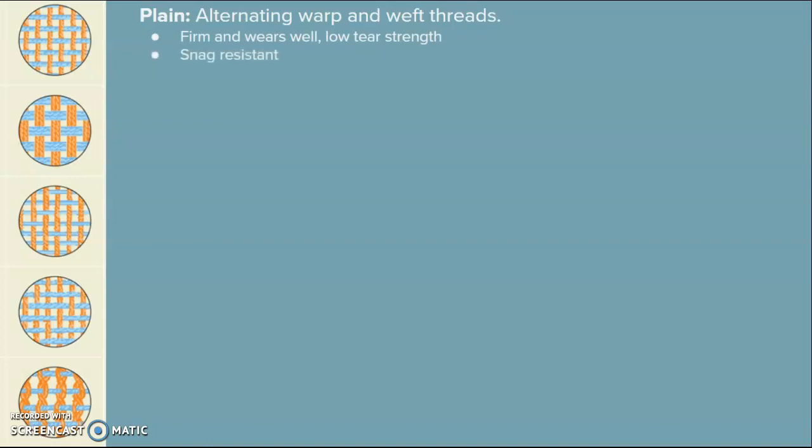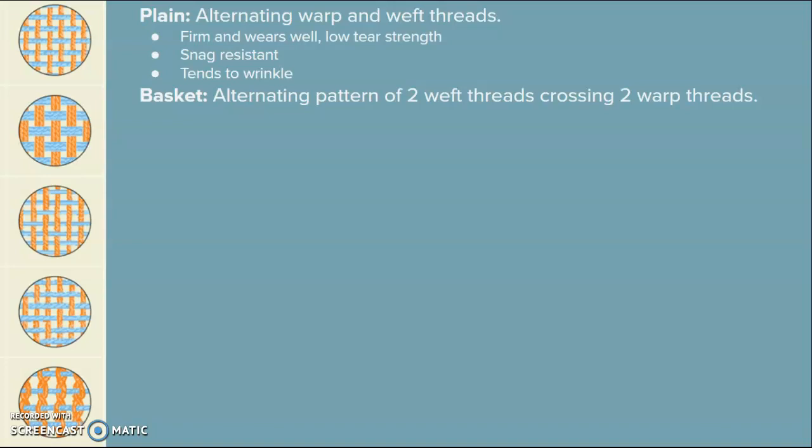Okay, so let's look at a couple of common weave patterns. The first one is called plain. So this is just alternating warp and weft threads. And in each of these examples, the warp is going to be the orange threads and the weft are the blue threads. So a plain weave is firm and wears well. It has a low tear strength. It is also snag resistant, but it tends to wrinkle.